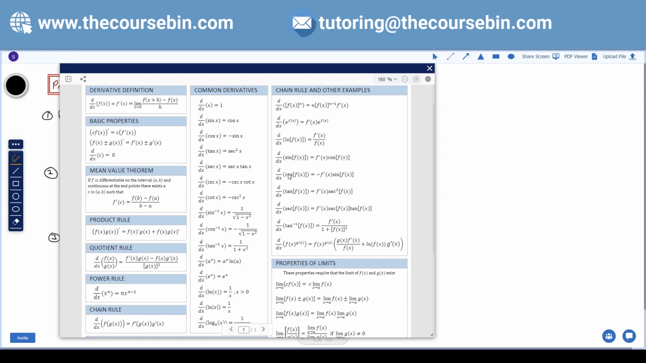What's the first one? The first one is the power rule for functions. We have the regular power rule over here, d dx of x to the power of n. But we have a similar rule for functions. It's just that you're applying the chain rule. So n times the same function to the power n minus 1 multiplied by the derivative of that function.